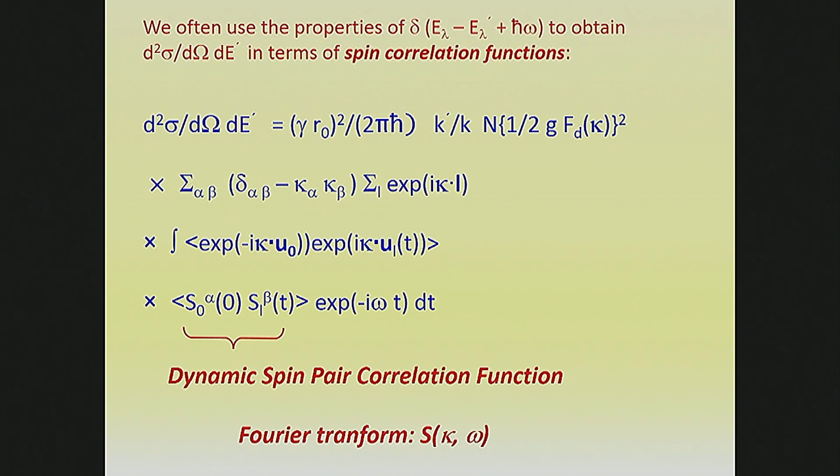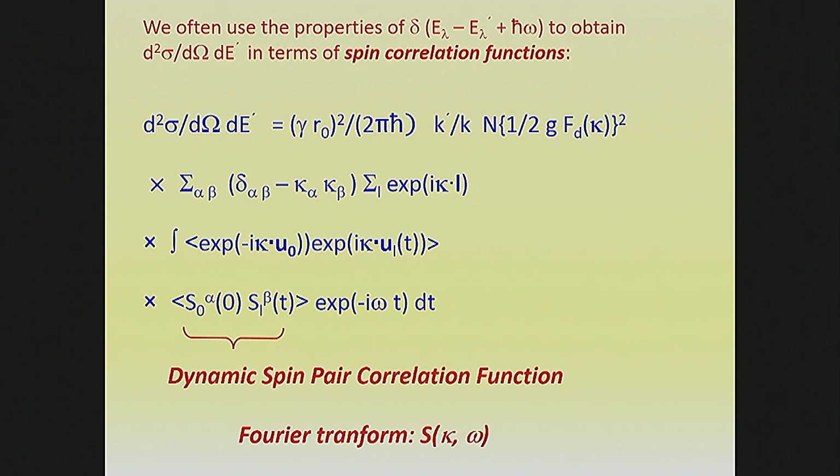We've got this spin pair correlation function. This is telling us that we've got all these other factors, but at the end of the day, the physics or the chemistry of our sample is going to be embodied in this spin pair correlation function. It's a lot like the pair correlation functions that we talked about before. It's saying if we know something about the alpha component of spin at site 0 and time 0, what do we know about the beta component of spin at site L and time t? And actually, it's a Fourier transform of that. Whatever the magnetic structure is and whatever the spin dynamics are, all of that is embodied in this quantity here.